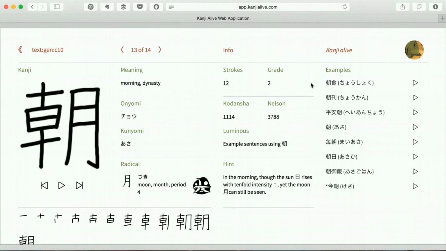Cho shoku, right? So morning plus eat is breakfast. Asa, maiasa, every morning. Asahi, the morning sun. Asa gohan, another word for breakfast. And kesa, again with that kanji for ima plus morning, pronunciation of kesa.